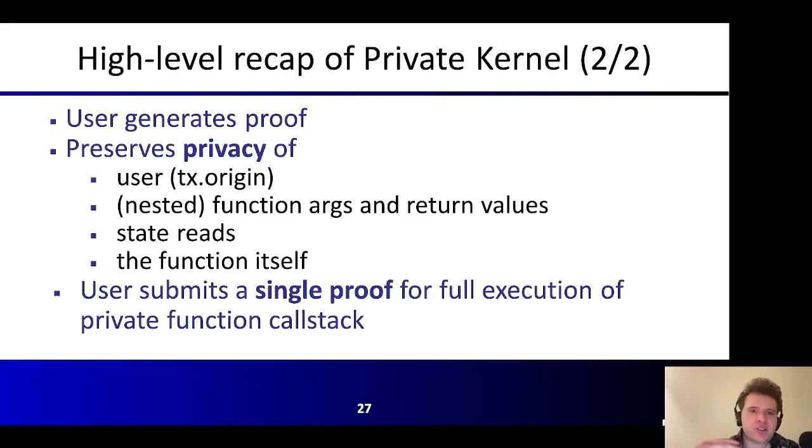So in terms of how this works, the user generates a proof of this recursive kernel circuit, where the identity of the user is hidden. It's a private input to the kernel circuit. The function arguments and the return values are private inputs to the kernel circuit. They're hidden. The state that's being read from is also hidden. You can't hide state leaves, but they're going to be encrypted, so it's functionally private. And the actual function itself that's being called is also hidden. And the user is going to submit just one proof that represents the full execution of the entire private function call stack.